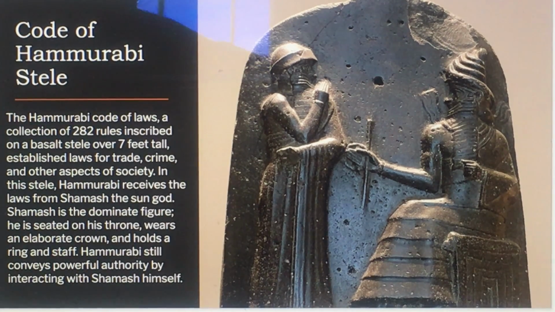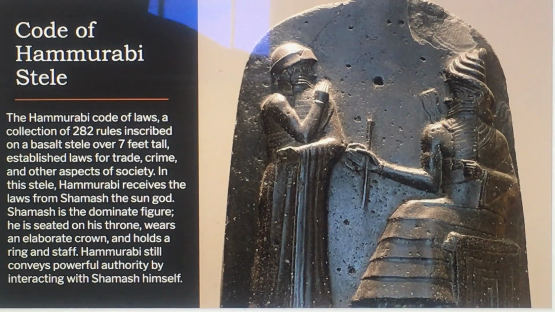The Hammurabi Code of Law is a collection of 282 rules inscribed on a basalt stele over 7 feet tall, established laws for trade, crime, and other aspects of society.